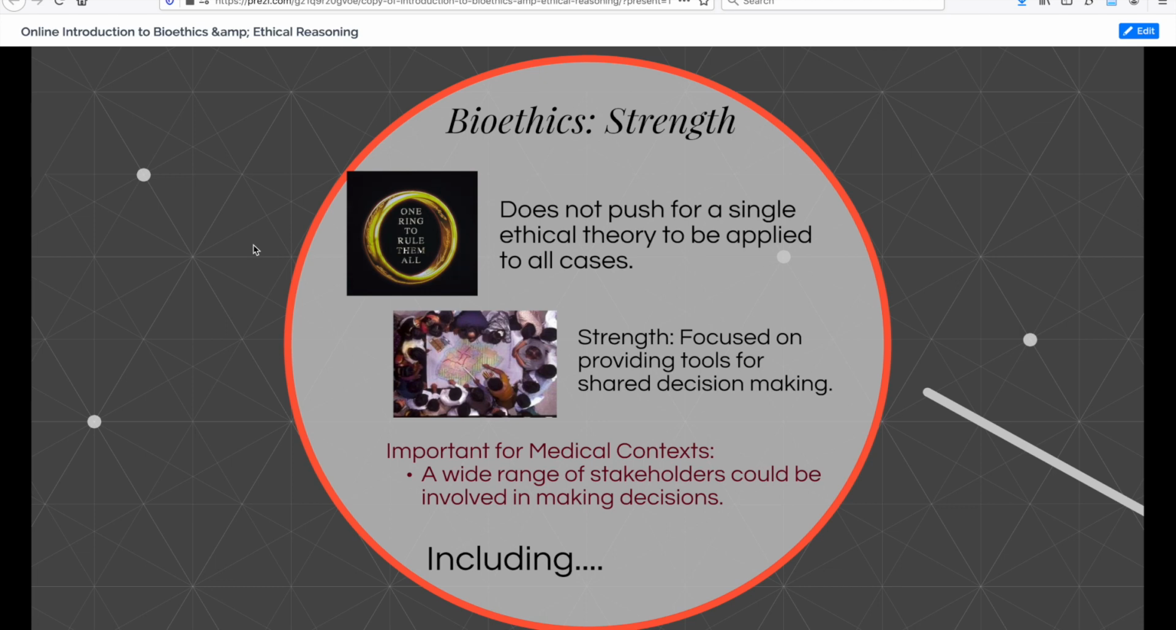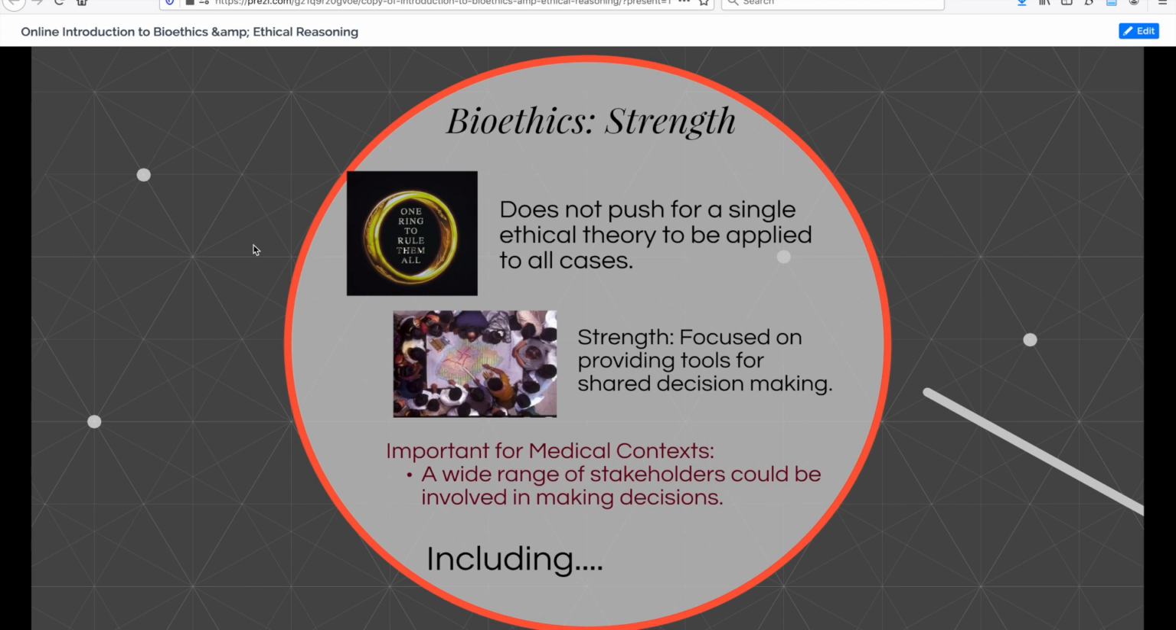Now, one of bioethics' strengths, as I've been intimating throughout these two lectures, is that it doesn't push for a single ethical theory, or for the Lord of the Rings fans out there, one theory to rule them all. One of its strengths is that it focuses on providing tools for shared decision making. So it recognizes that there are going to be, or could be, several people involved in making medical and research decisions. And this wide range of people come from various backgrounds.